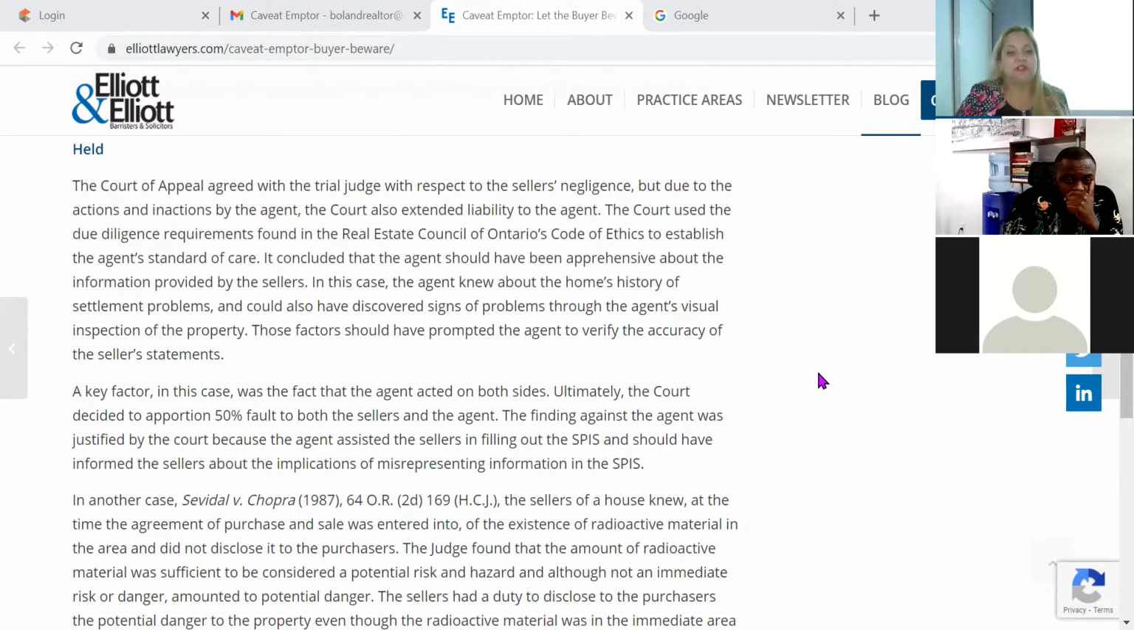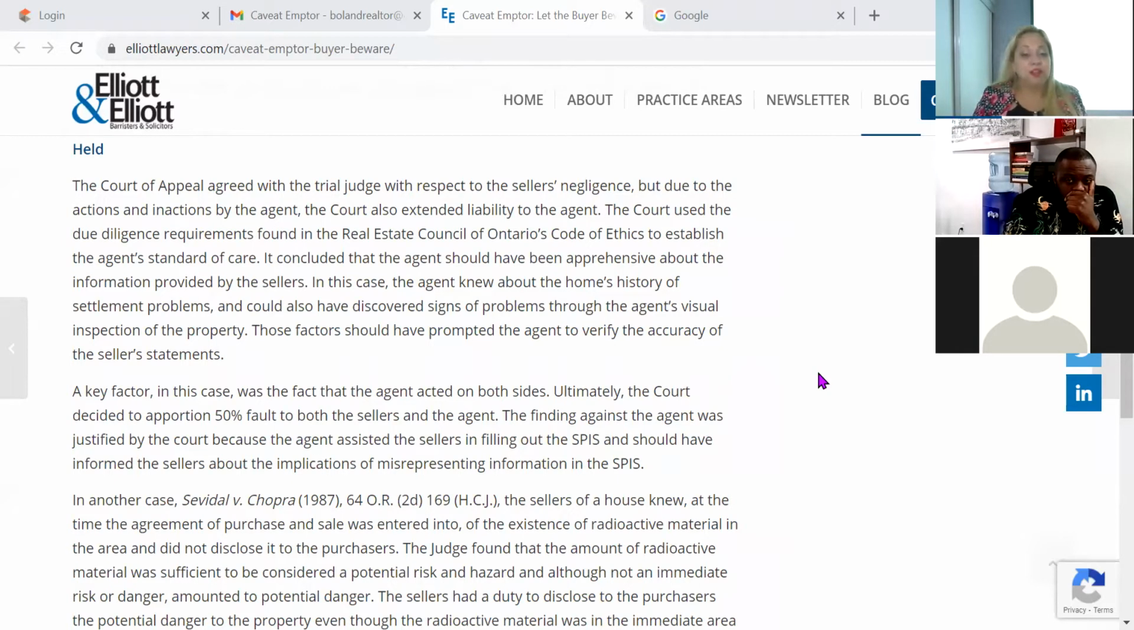The court used the due diligence requirements found in the Real Estate Council of Ontario's Code of Ethics to establish the agent's standard of care. So see, they're relying on our due diligence and our standard of care to discover these facts. And at this point, the agents asked them to fill out an SPIS, right?